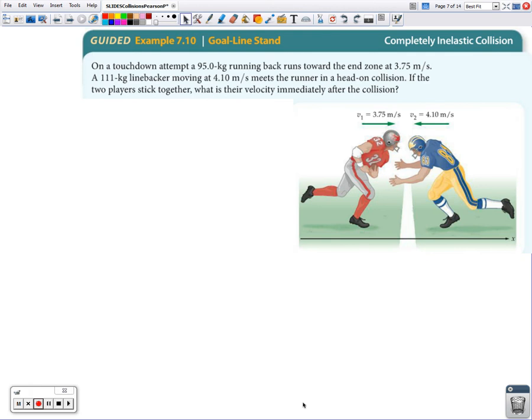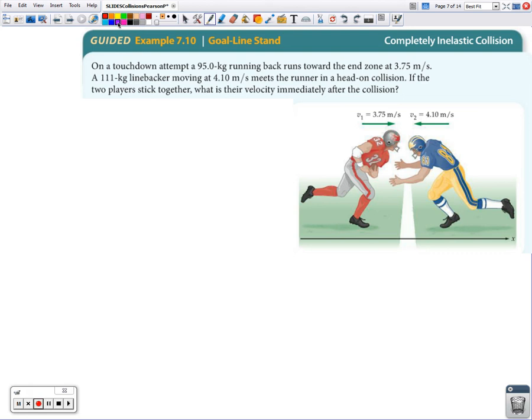So it says, on a touchdown attempt, a 95 kilogram running back runs towards the end zone at 3.75 meters per second. An 111 kilogram linebacker moving at 4.10 meters per second meets the runner in a head-on collision. If the two players stick together, what is their velocity immediately after the collision?